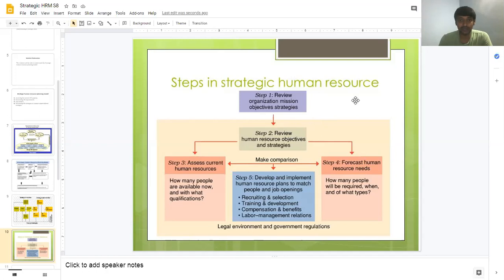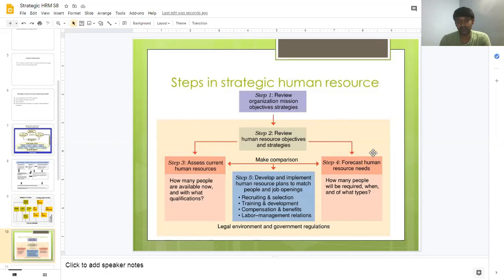Later, it leads to the review of human resource objectives and strategies. Once the vision has been set, it comes to the objectives: what are the roles, responsibilities, or duties to be performed at the organizational level? He has to understand that. Later, it leads to two important parameters: assessing current human resources and forecasting human resource needs. As explained in the previous slides, once the objectives or strategies have been set, it should be assessed properly: how many people are available now, what are their qualifications, whether they are on par with the organizational task, or whether there is any requirement for training to be given to the employees. He has to analyze that.